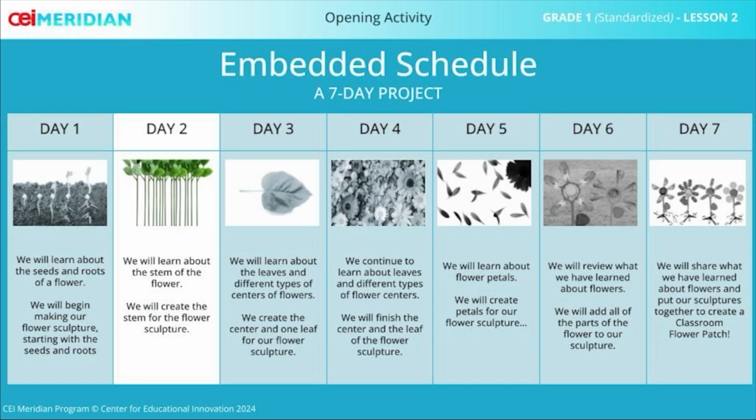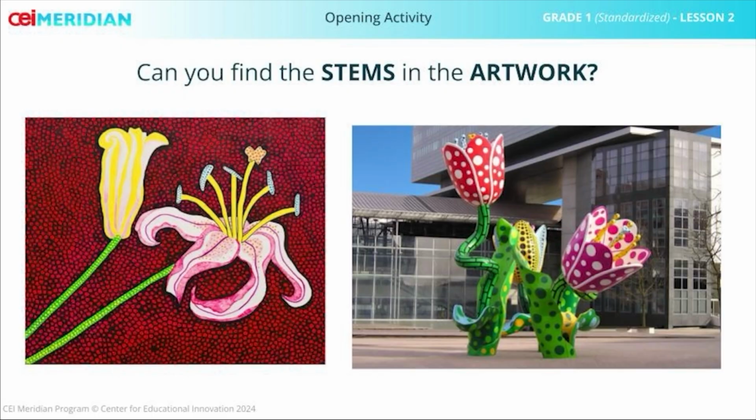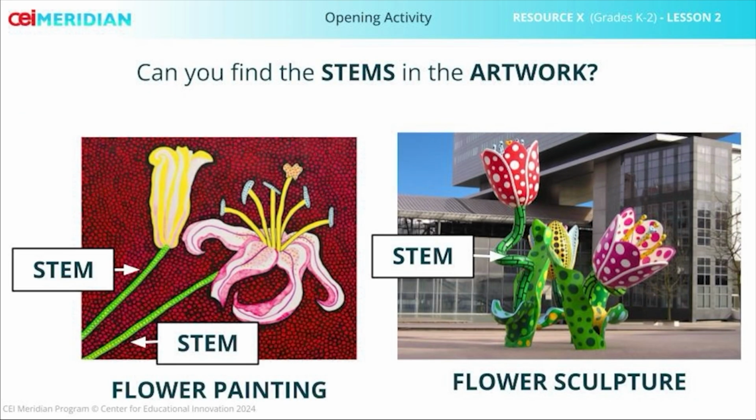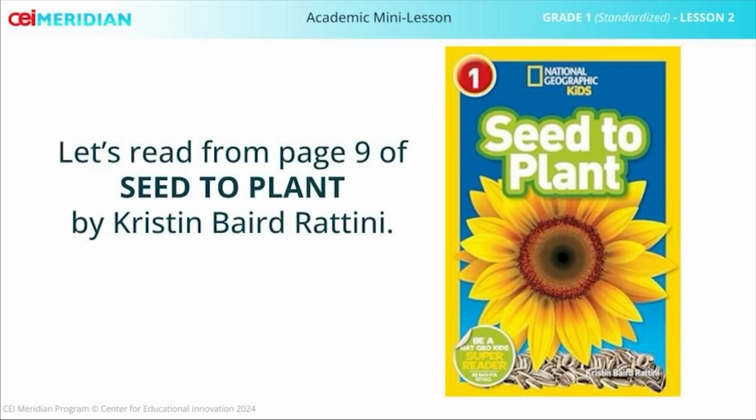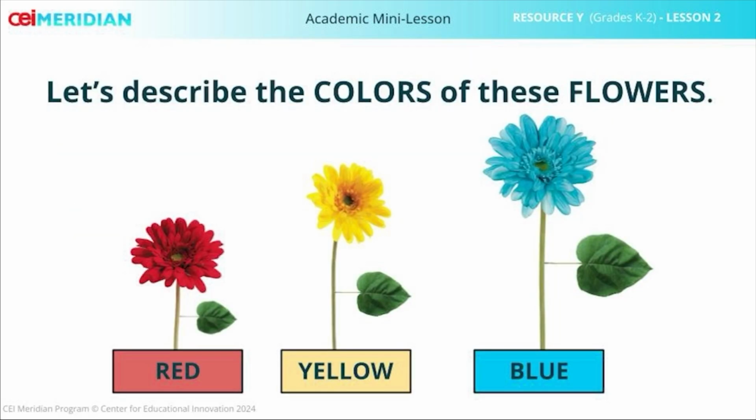For day 2, we will learn about the stem of the flower, and we will create a stem for the flower sculpture. For the opening activity, we will look at some artwork and find different ways to make connections to what we are learning about and making for the day. For day 2's academic mini lesson, we'll continue to read from seed to plant and learn about the stem. We'll also learn different ways of describing flowers by color.